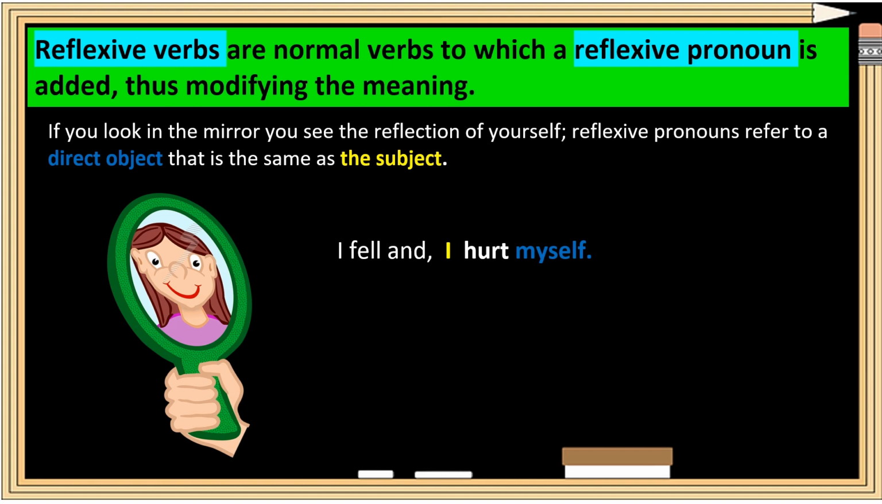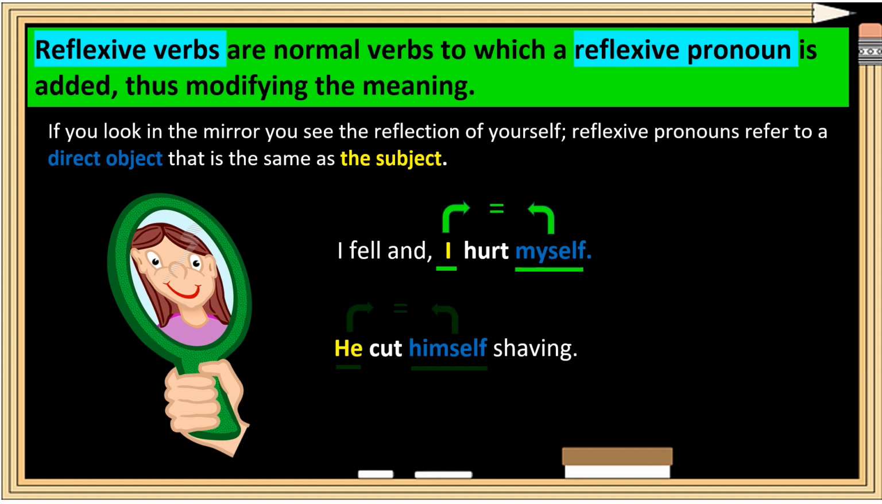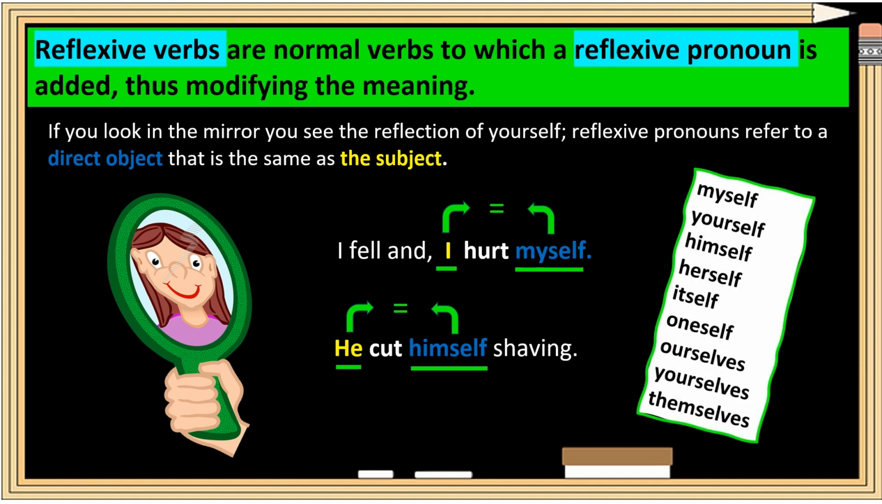I is the subject, and I've got this pronoun myself that is the reflection of I. It is the equivalent. I and myself are the same thing. Therefore, myself is a reflexive pronoun. In my second example, he cut himself shaving. He is the subject. Himself is the pronoun that is reflecting on he. Himself is the reflexive pronoun. In English, they look like that: myself, yourself, himself, etc.